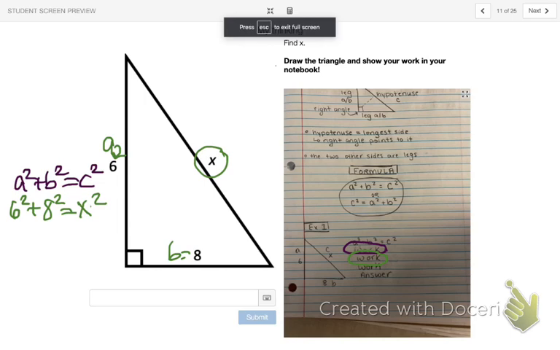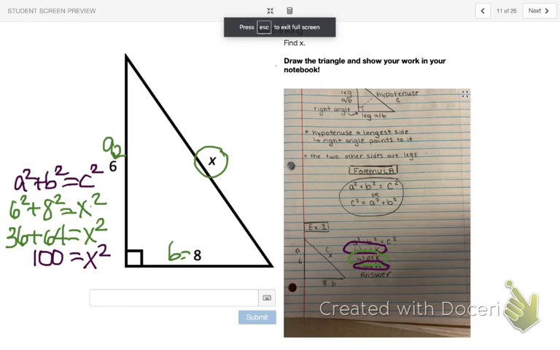So I know that 6 squared, if I put that in the calculator, I will get 36, plus 8 squared, if I put that in the calculator, I will get 64. Okay, so that's my next step. So I have 36 plus 64 equals x squared. Now my next work piece is actually adding 36 plus 64. If I put that in the calculator, I will get 100. So 100 equals x squared.